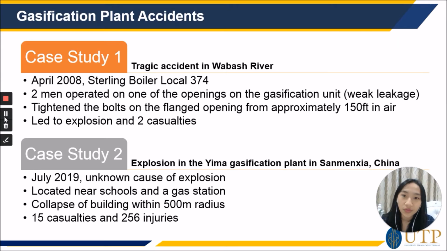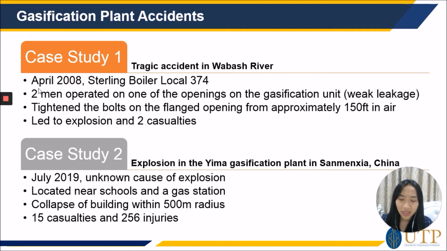So first things first, we have studied some of the accidents that have happened to prevent history from repeating itself. So the first one is the tragic accident in Wabash River that happened in April 2008. So basically what happened was that two men operated on one of the openings on the gasifier unit. So there was this weak leakage and they tried to tighten the bolts of the flange opening from approximately 150 feet in air to stop the leakage. And it actually led to explosion because the flange opening came off and it led to 2 casualties.